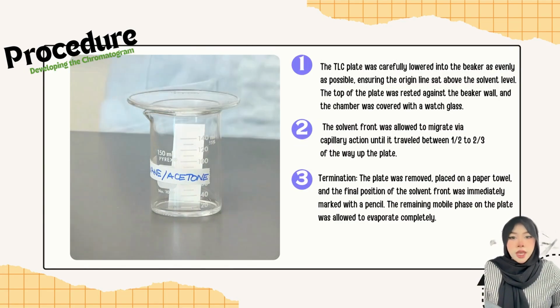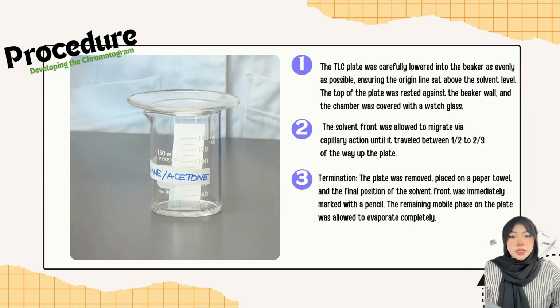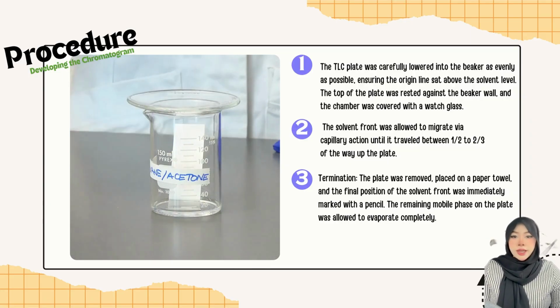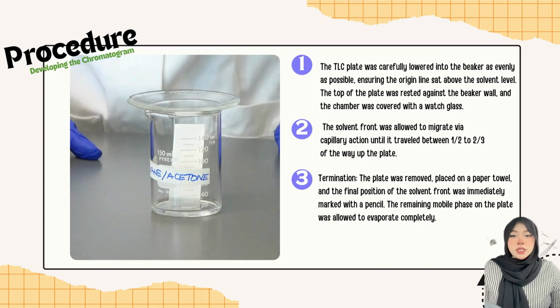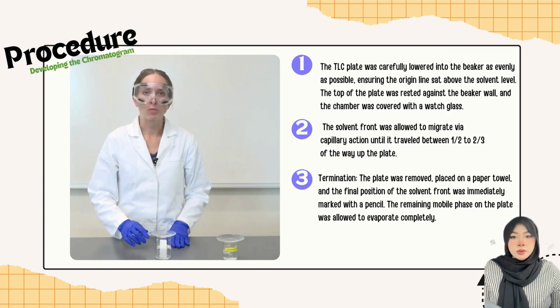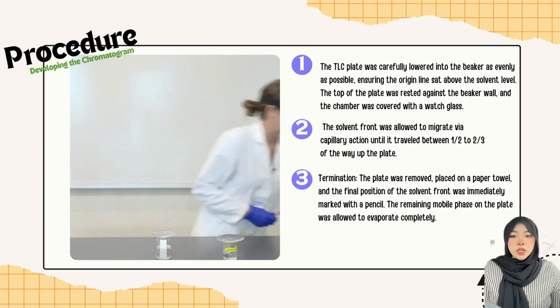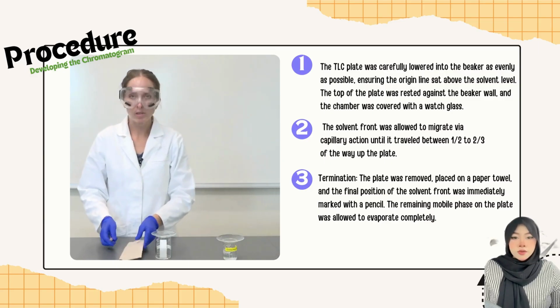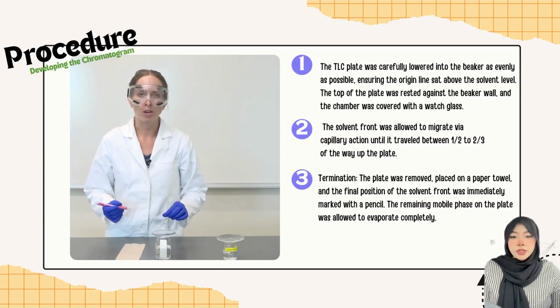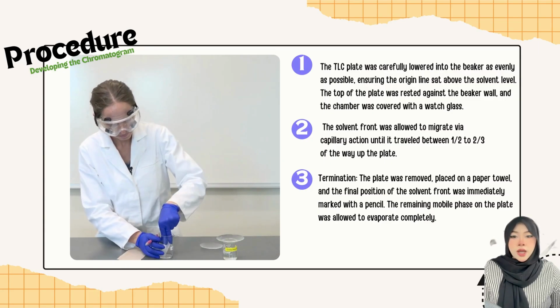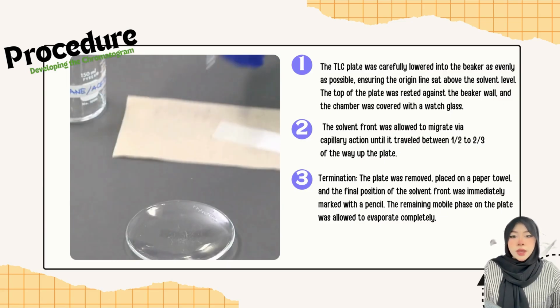The TLC plate was carefully lowered into the beaker as evenly as possible, ensuring the origin line sat above the solvent level. The top of the plate was rested against the beaker wall, and the chamber was covered with a watch glass. Next, the solvent front was allowed to migrate via capillary action until it traveled between 1.5 to 2/3 of the way up the plate.